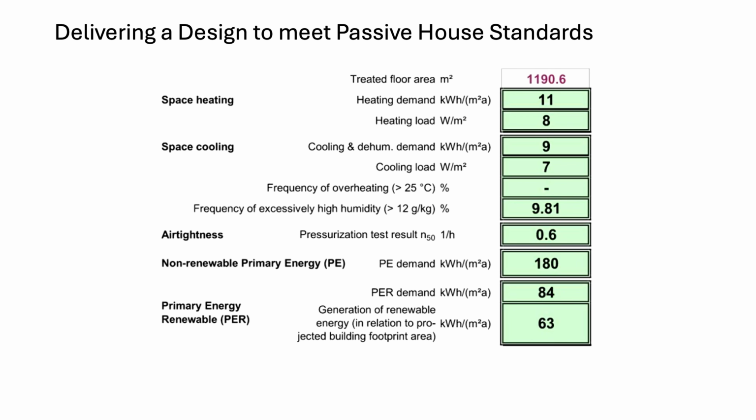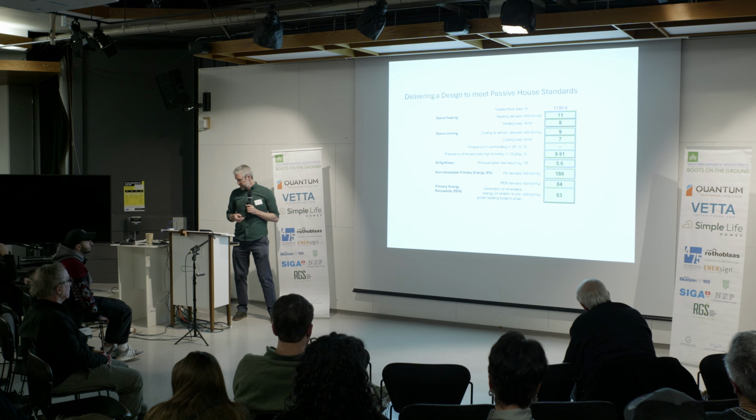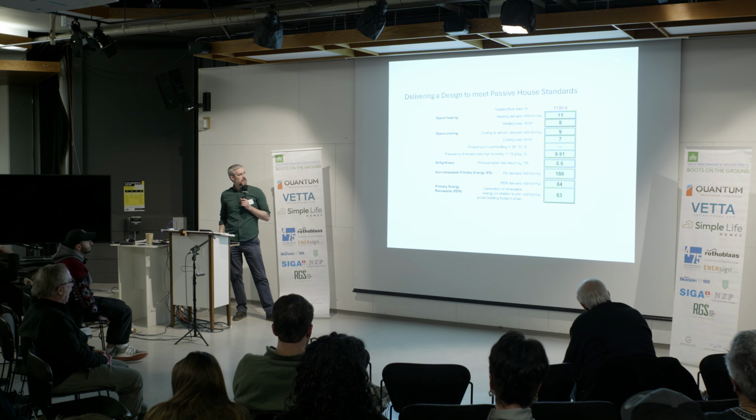These are the targets: heating demand 11, heating load 8. We were right on point with all of these except for the airtightness. We came in at 0.3 for the airtightness, so we were pretty happy with that ultimately. There was a lot of work, and it was quite difficult to manage in the volumetric modular build process.